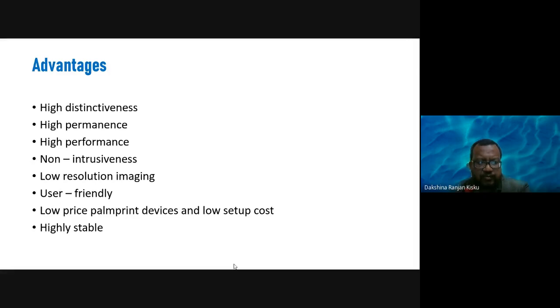But for capturing the raw features on palm images, we can use the low resolution palmprint image. When we use the high resolution palmprint image, we can capture the minutiae points like fingerprint ridges and singular points. These are the features we can obtain from high resolution imaging. Principal lines, creases, and wrinkles are the features we can obtain from low resolution images. It is also said to be user friendly, with low price palmprint devices, low setup cost, and high stability.